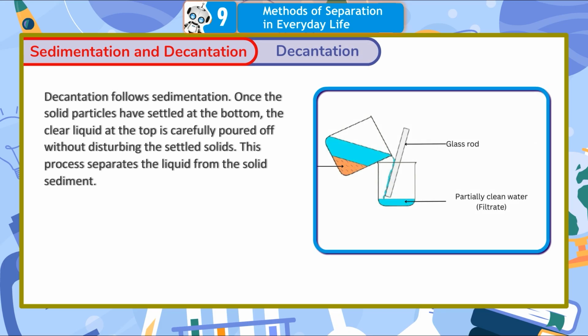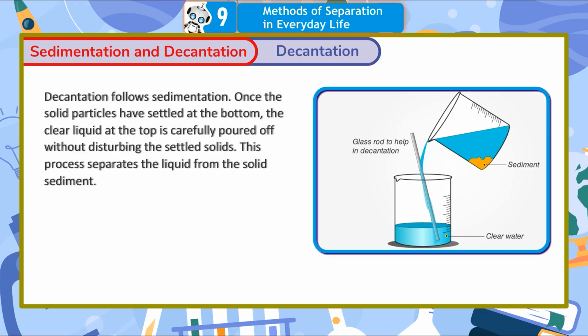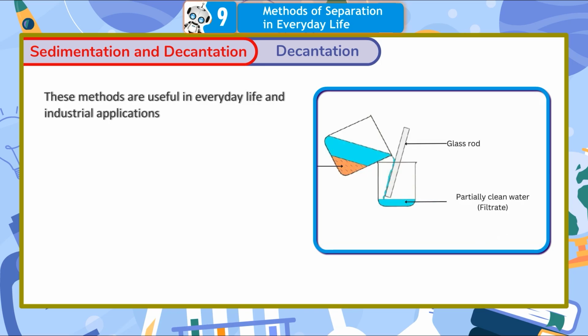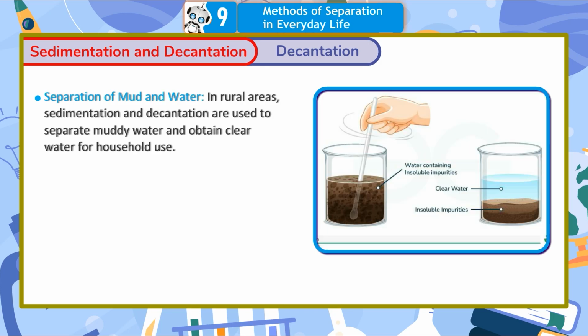Decantation. Decantation follows sedimentation. Once the solid particles have settled at the bottom, the clear liquid at the top is carefully poured off without disturbing the settled solids. This process separates the liquid from the solid sediment. These methods are useful in everyday life and industrial applications. Water purification. Sedimentation is often used in water treatment plants to remove suspended impurities before further purification.